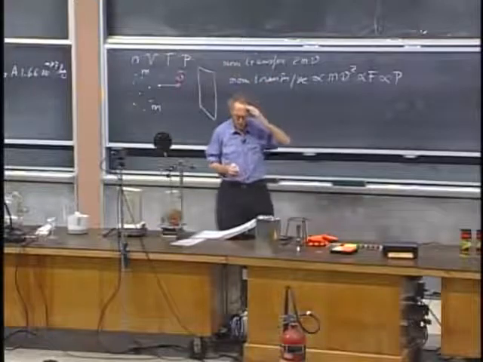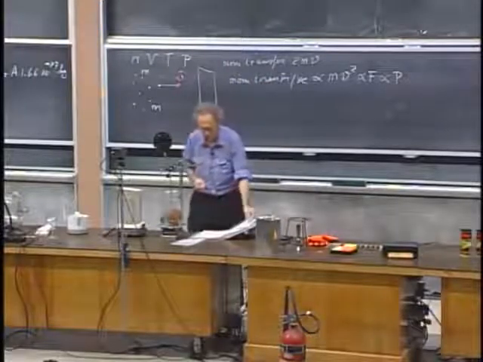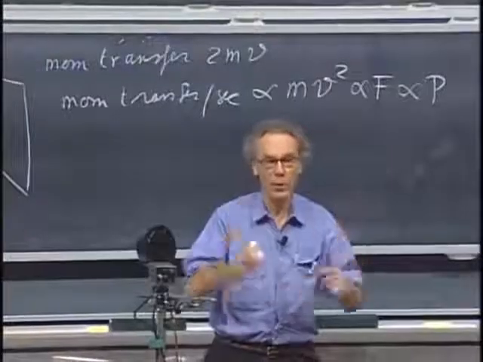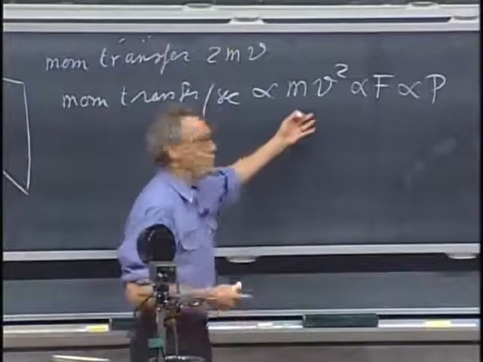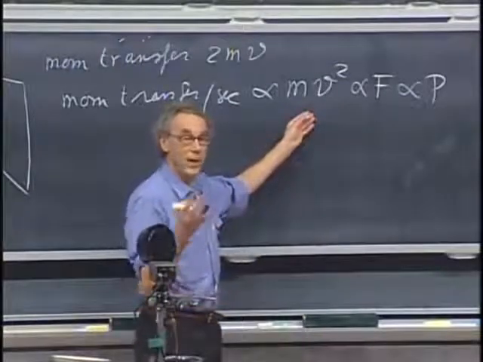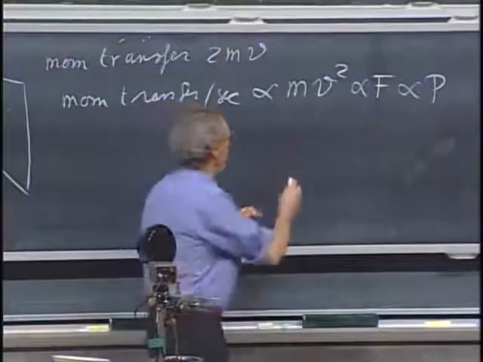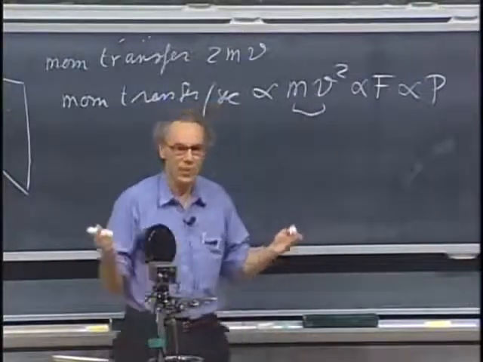How can mv squared possibly be independent of the mass of the molecule? There's only one way that that's possible. That if you take two different masses, two gases with totally different mass of the molecules, that this product is always the same for a given temperature.